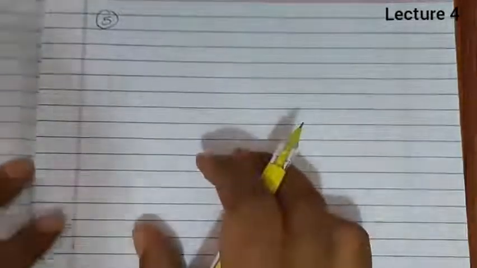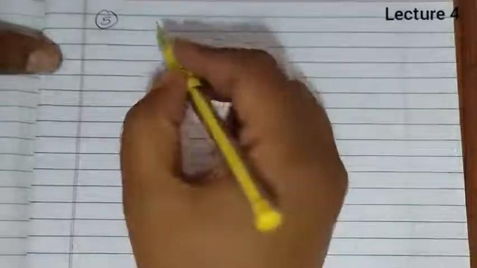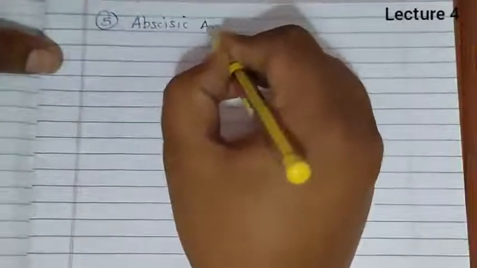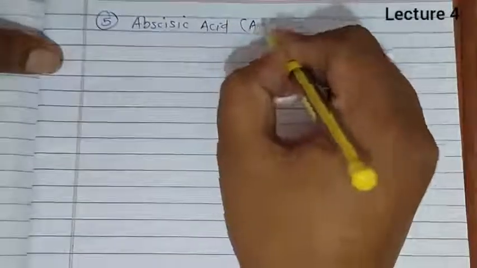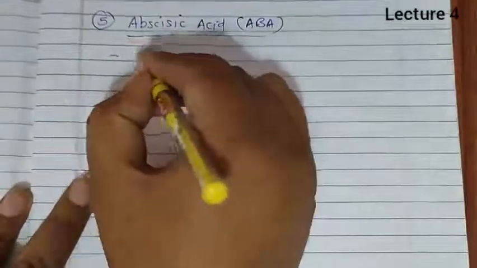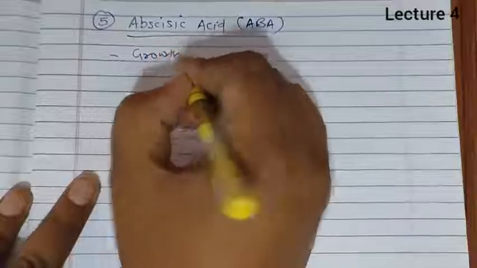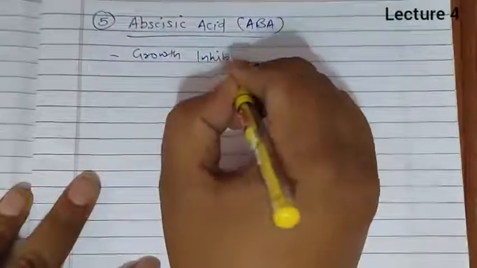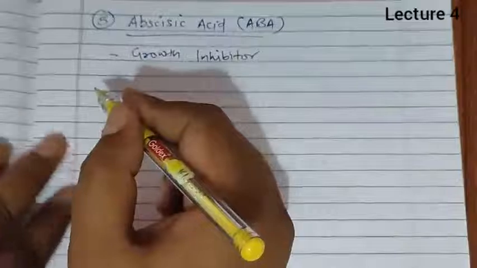Now we start with the fifth plant hormone, that is abscisic acid, which is also known as ABA. It is actually a plant growth regulator, but it is a growth inhibitor.